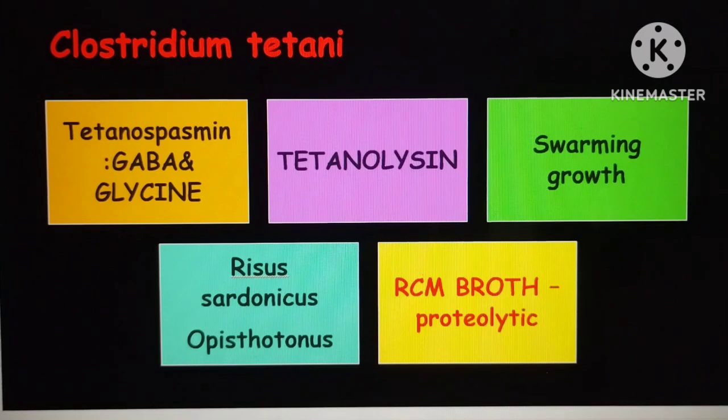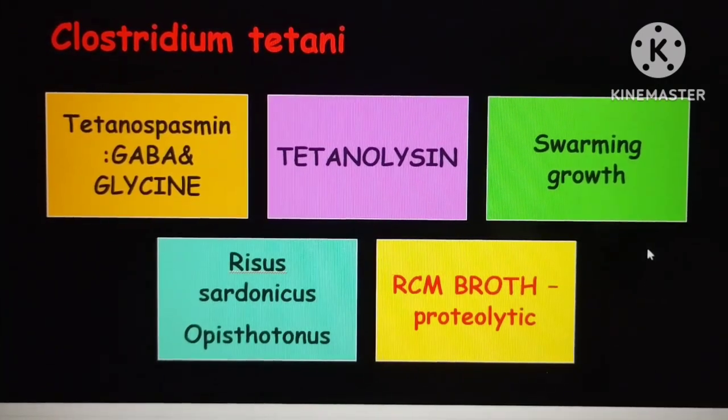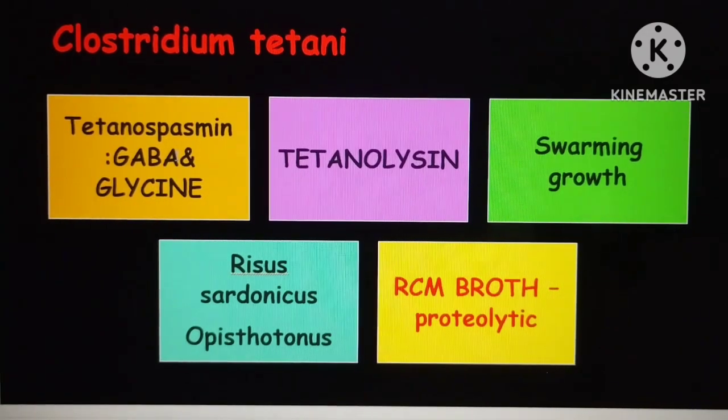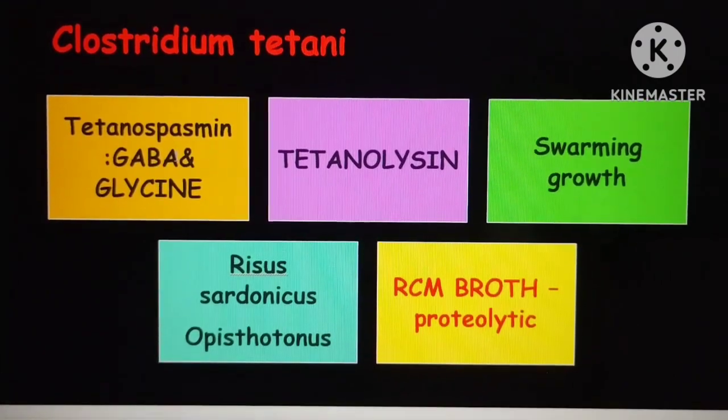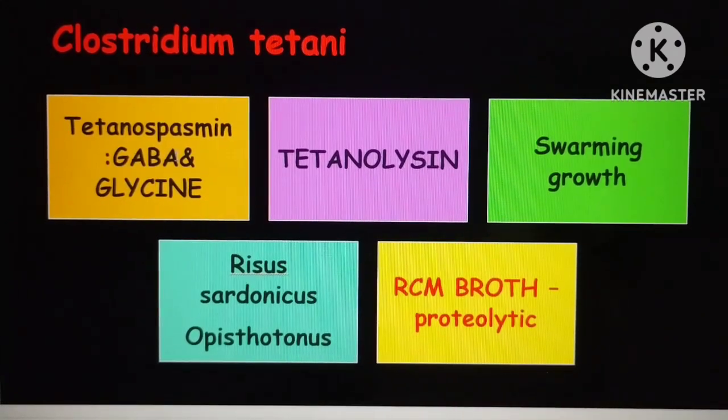Okay. So another important point, it shows swarming growth. What happens is this spasmin usually inhibits these transmitters. These are inhibitory transmitters, so when they get inhibited, there will be an overall excitation. Because of that only there will be opisthotonus, that is a curved body like structure.